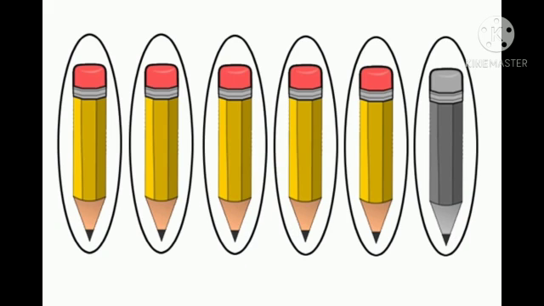Next one. This is a set of 6 pencils which has been divided into 6 equal parts. Each part has only one pencil. 5 parts are shaded, showing that 5 upon 6 of 6 is 5.